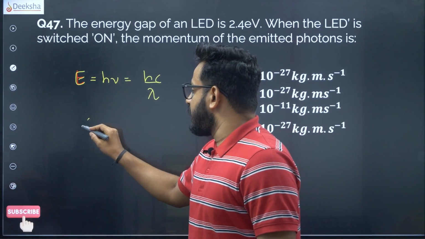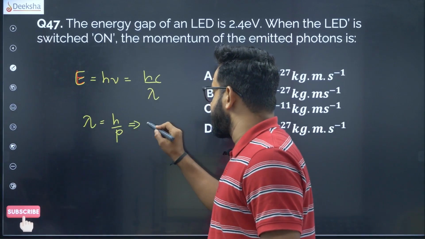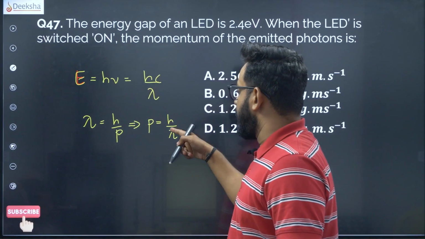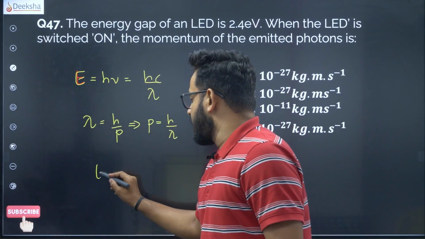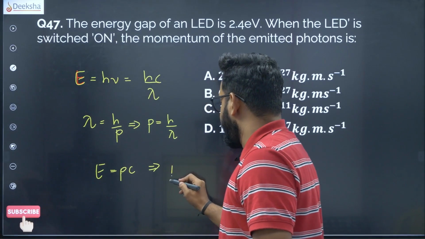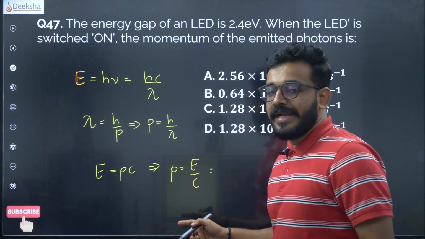So the de Broglie wavelength tells us the wavelength is given by h by p, or if you just rearrange it a little bit, we get p is equal to h by lambda. In the place of h by lambda, let's substitute p, which gives us E is equal to pc, or p is equal to E by c. So these are the given data which we already know.